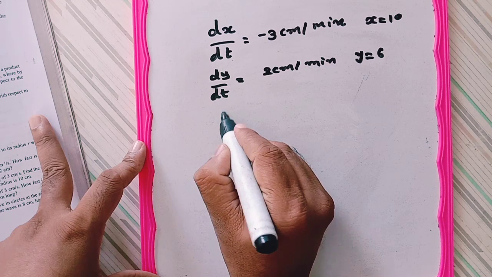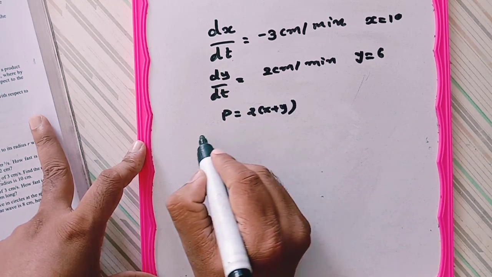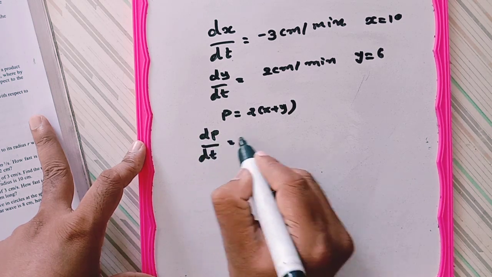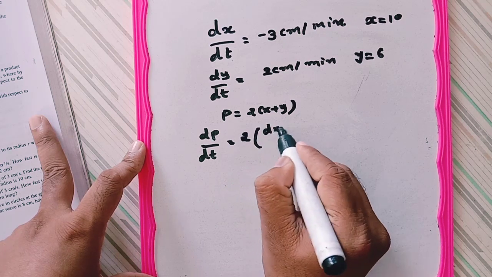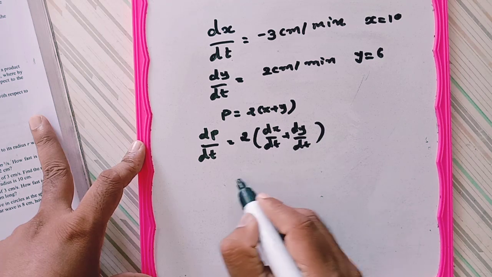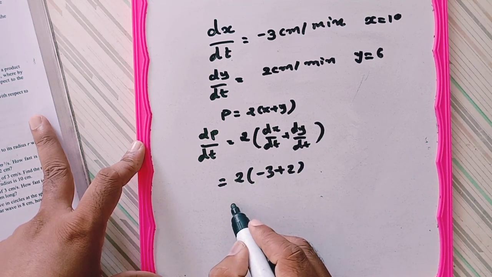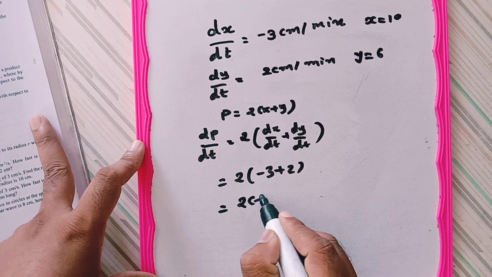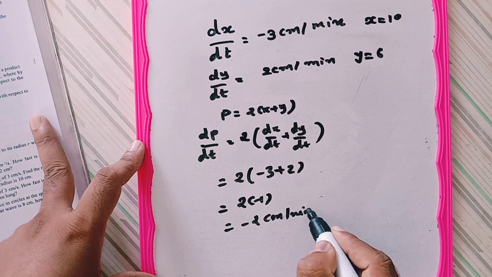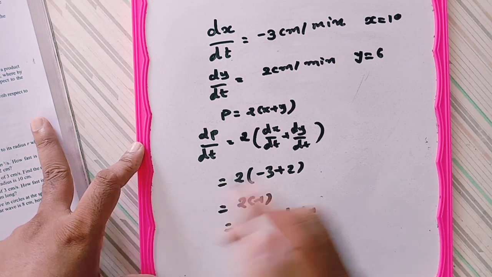So we know that the perimeter of a rectangle equals 2 into (x plus y). So with respect to time we take the differentiation, then dP by dt is equal to 2 into (dx by dt plus dy by dt), and so it is 2 into (minus 3 plus 2), which is 2 into minus 1, minus 2 centimeter per minute. So we can say that the perimeter decreases at the rate of 2 centimeter per minute.